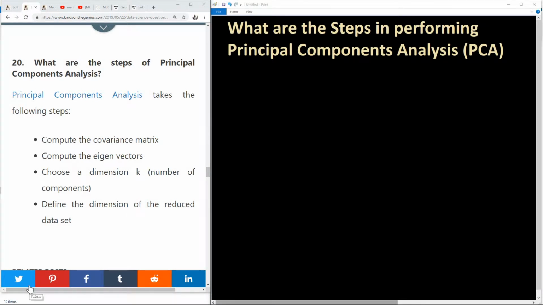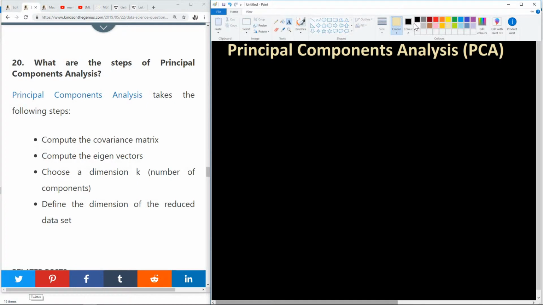Today we are going to take the last question on the series of 21, question 11 to 20, and today we are going to be talking about what are the steps in principal component analysis.